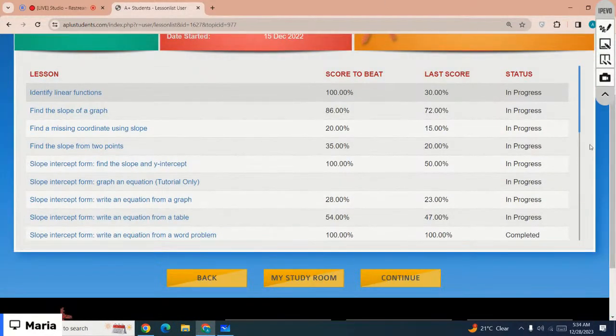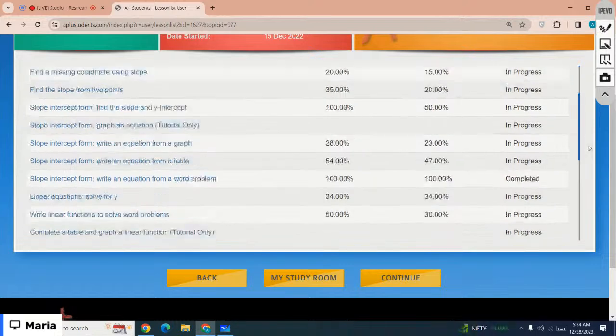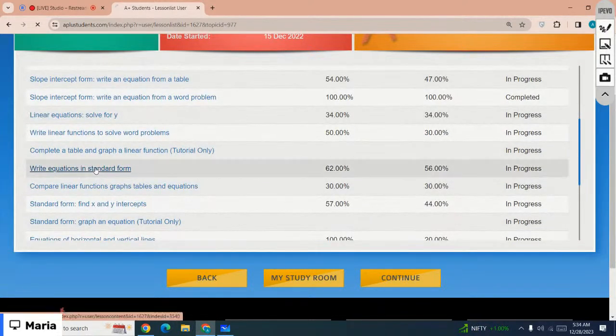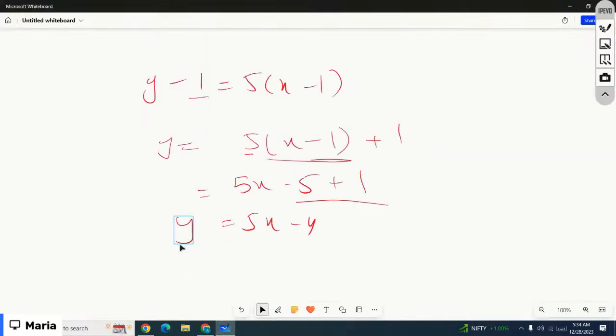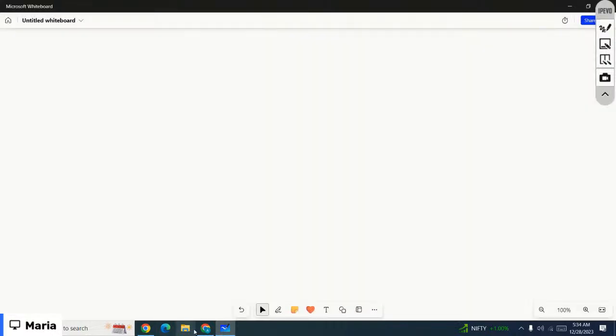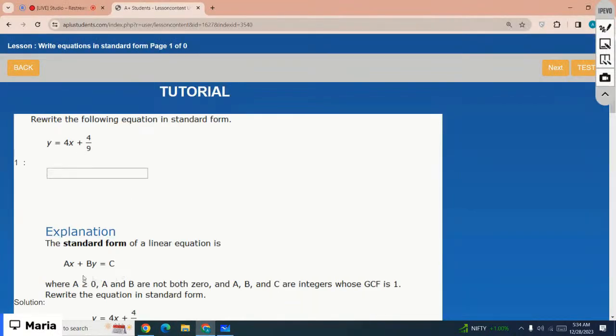Okay, the next lesson is write equations in standard form, right? So, which is the standard form of the equation? The standard form of the linear function is ax plus by equals c. That is the standard form of the equation, right? Ax plus by equals c. So basically you have to write down the equation in this form.